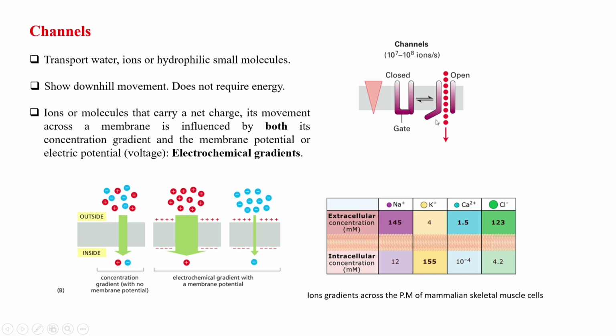Then the channels utilize this electric potential and also the chemical concentration gradient of the ions. In the case of calcium, the concentration is higher outside than inside, so it will move inside. In the case of chlorine also, it will move inside. But as I have mentioned, negatively charged ions are prevented from moving inside, because negatively charged molecules are already present inside the cell.